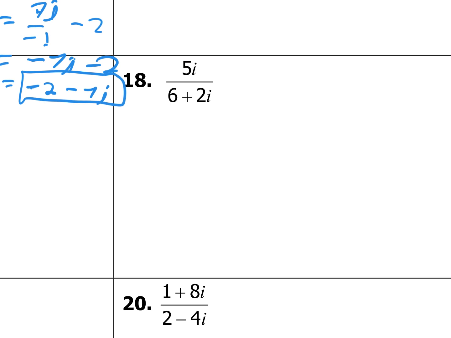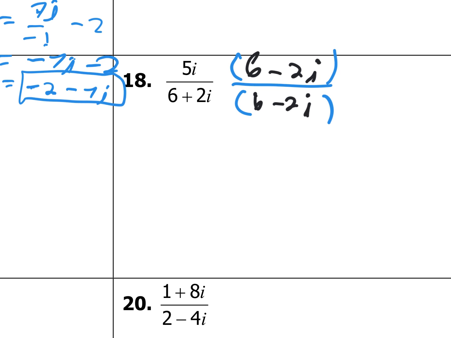So since there is an I in the bottom as a conjugate number, 6 plus 2I, I'm telling you the only way to make it go away is to multiply top and bottom by the what? Conjugate of the, what is the conjugate of the bottom? It's going to be the same thing, but the opposite sign. 6 minus 2I over 6 minus 2I. Why am I using minuses? Because the bottom had a plus.